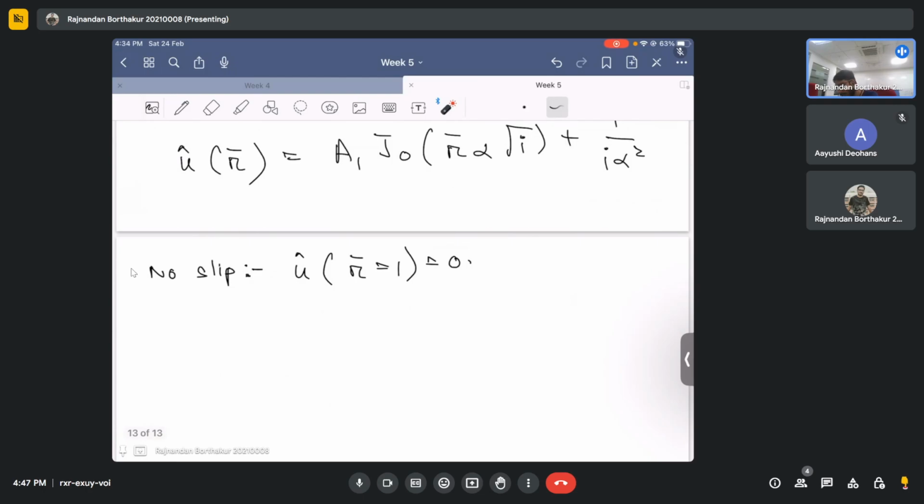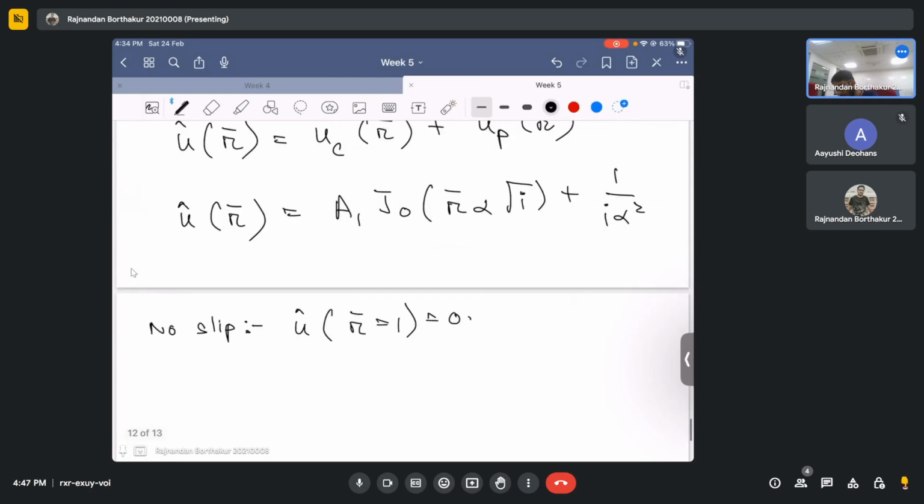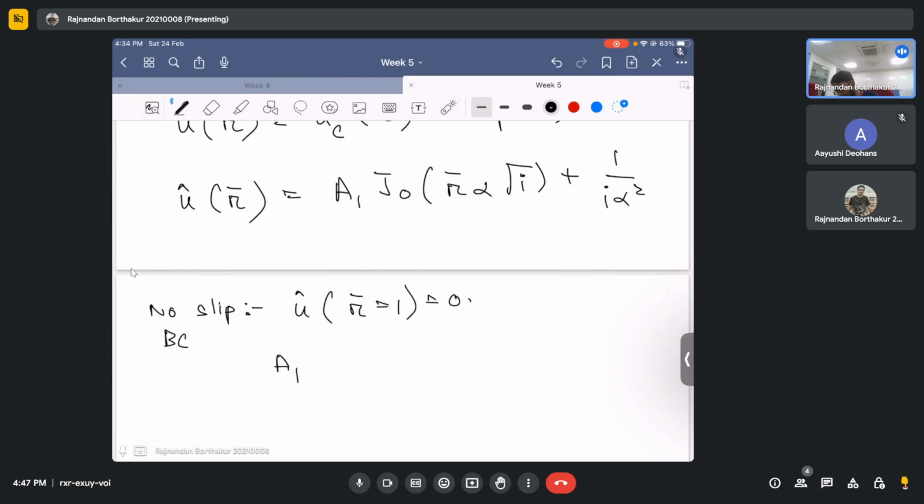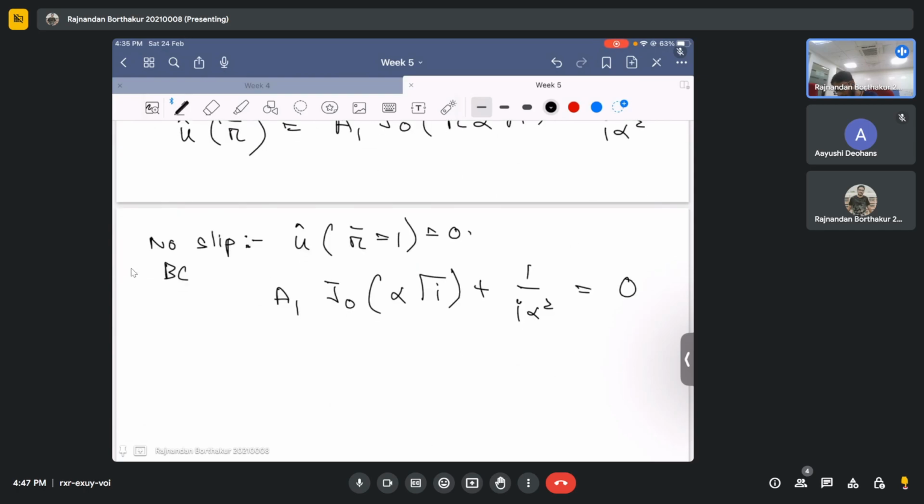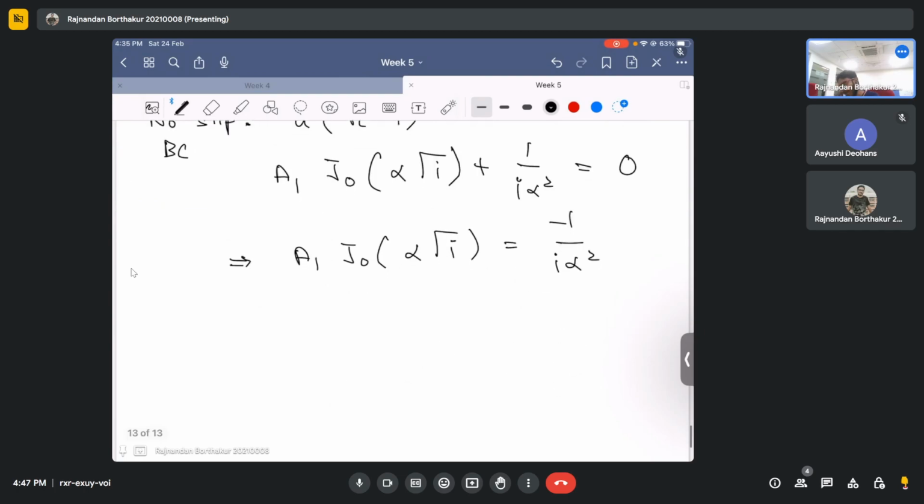And then we use this no slip boundary condition now. Okay, so let's do this. So this means what? This means that a1 j0 of alpha root over I plus 1 by I alpha squared is basically equal to 0, which means that a1 times j0 of alpha root over I is equal to minus 1 by I alpha squared.